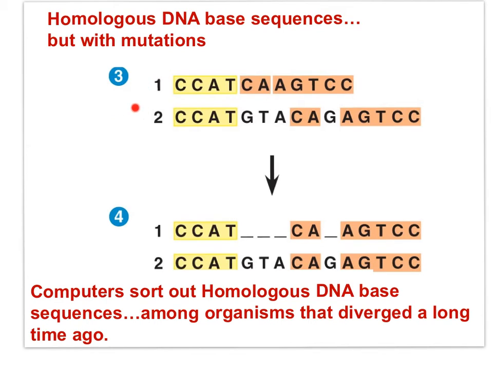Here you can see the genetics of the two divergent populations. The homologous sequences are in yellow and orange. Computers do the work of determining the genetic differences among species, and then using known rates of mutation, which is the molecular clock, the age of the common ancestor can be determined.